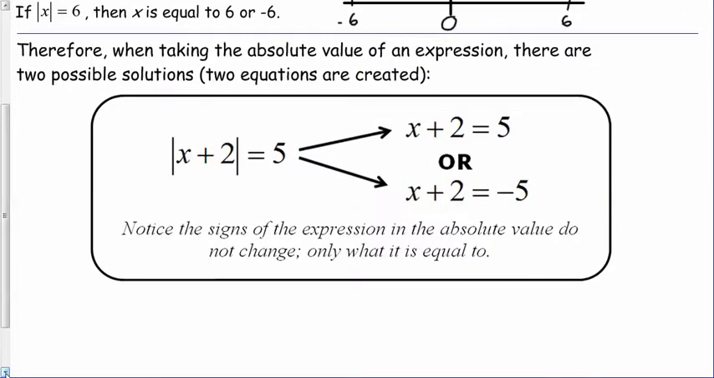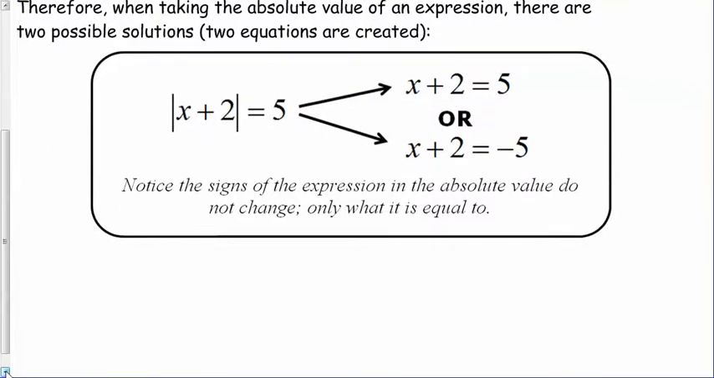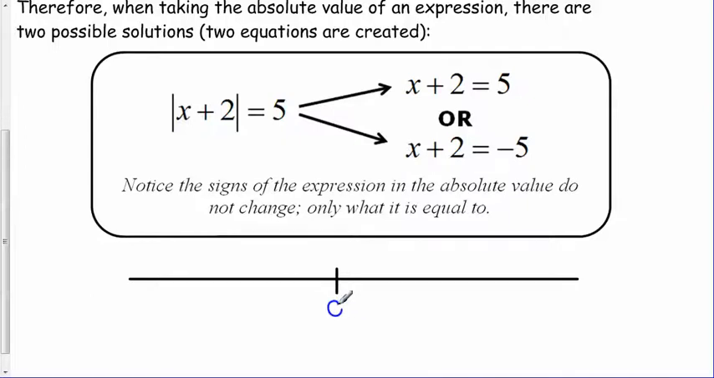If I have x plus 2, taking the absolute value of that expression, the absolute value of x plus 2 equals 5, I can split it into two simpler equations: x plus 2 equals 5, and x plus 2 equals negative 5. Again, in context to the definition, read the problem: the absolute value of x plus 2 equals 5. That means the distance of that expression, x plus 2, is 5 units from 0 on the number line.